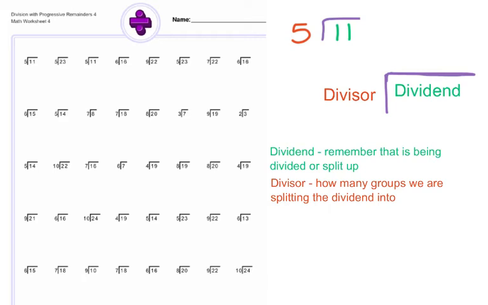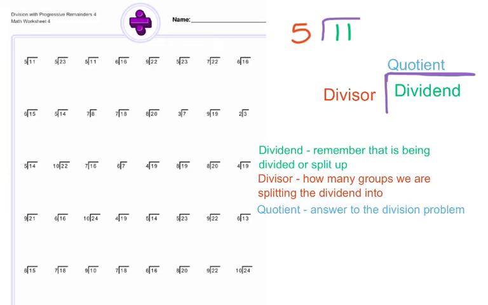And then when we solve this problem, our answer is called the quotient. In this case, we know that 5 can go into 11 2 times, and 2 times 5 is 10. Well, we subtract 11 minus 10 and we're left with 1. And that leftover 1, because 5 doesn't divide equally or evenly into 11, is our remainder. And so we write that as R1. And our remainder is just what's left over when you can't divide a number evenly by the divisor.